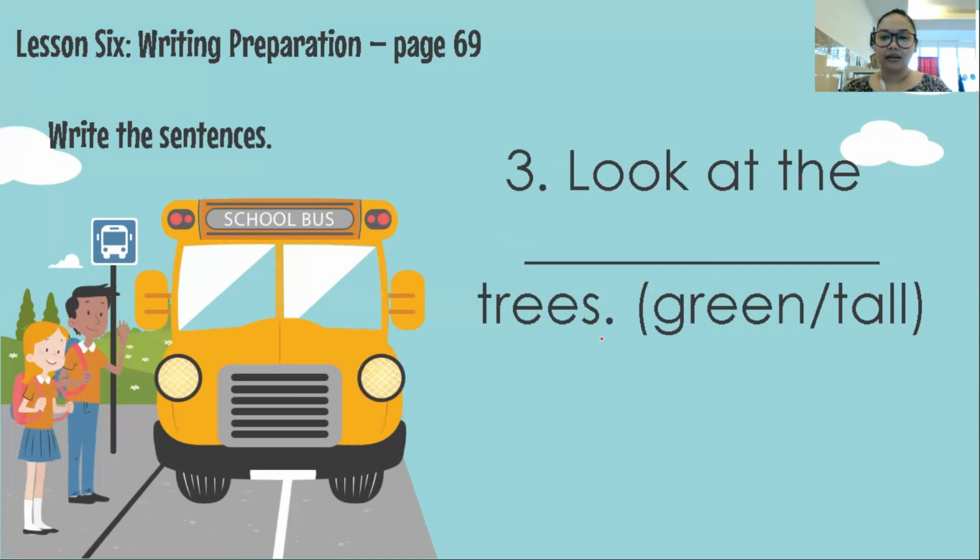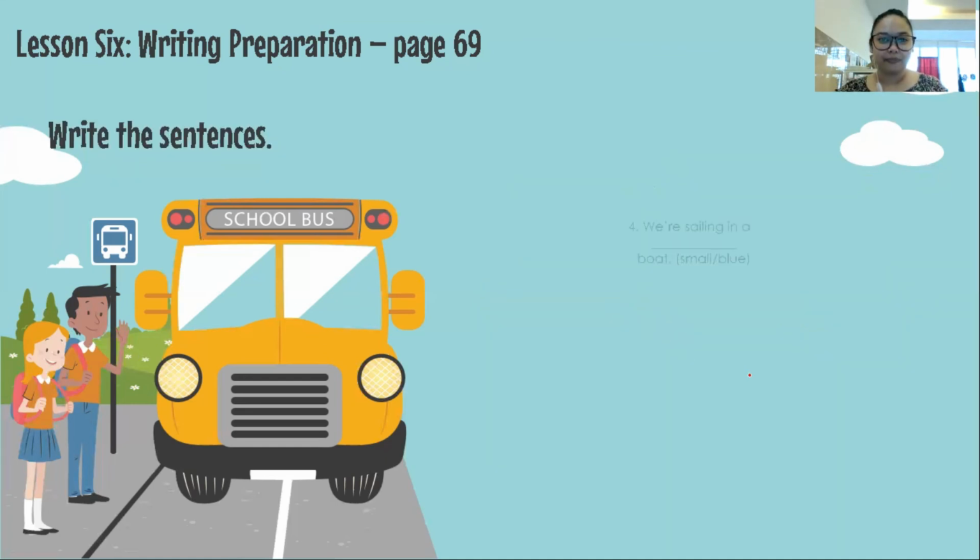Number 3. Look at the blank trees. So we have here the adjectives green and tall. Which adjective comes first? The answer is? Yes, the adjective tall comes first and then the adjective green. Very good. So the answer here is tall, comma, green. Look at the tall green trees. Wow, you're learning.